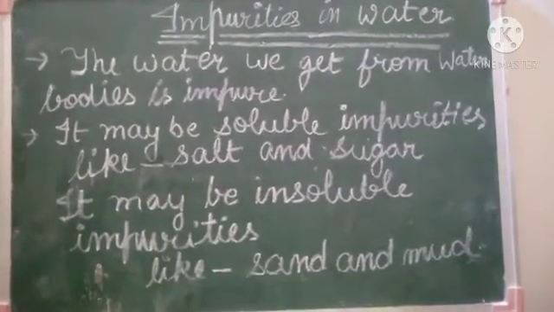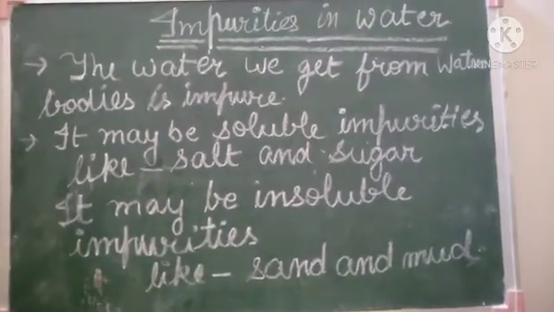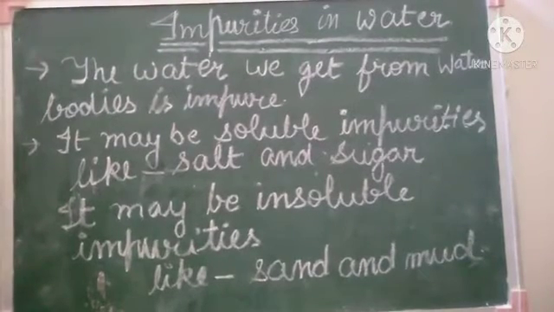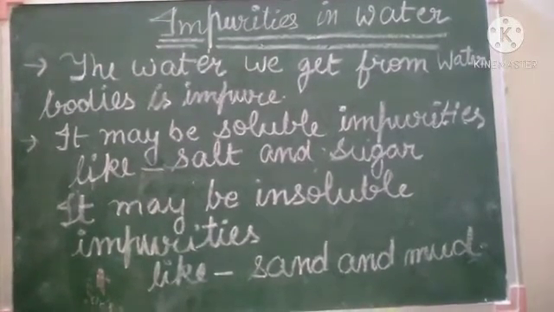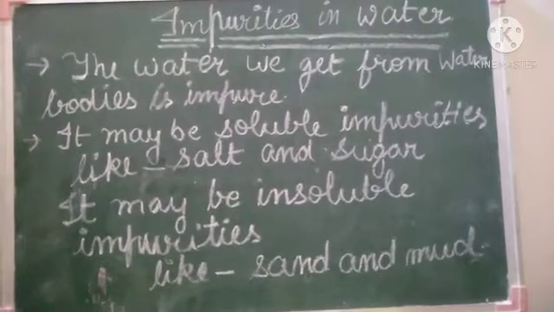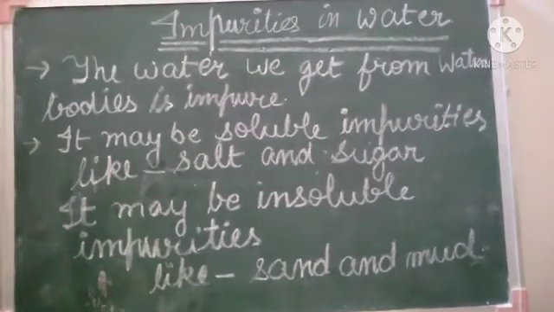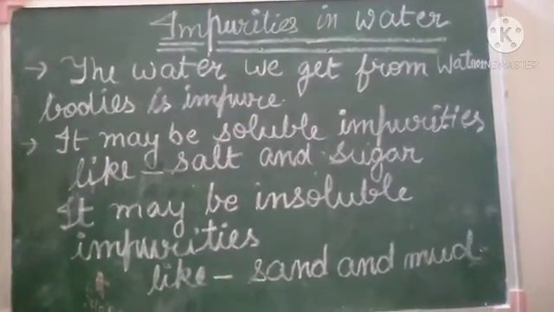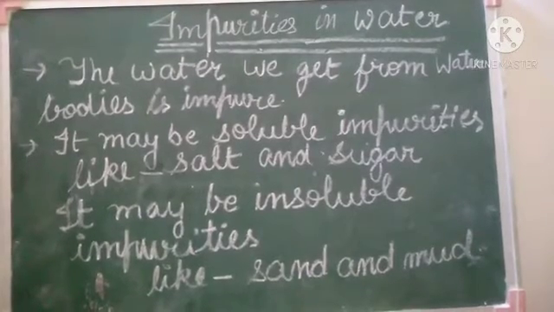Impurities in water. Now students, the water we get from water bodies like ponds, wells, sea, ocean, river, this water is impure. ये water जो होता है ये impure होता है, pure नहीं होता है, पीने के लायक नहीं होता है.